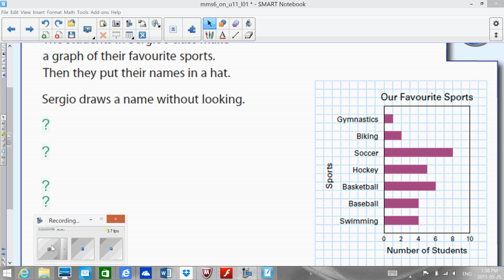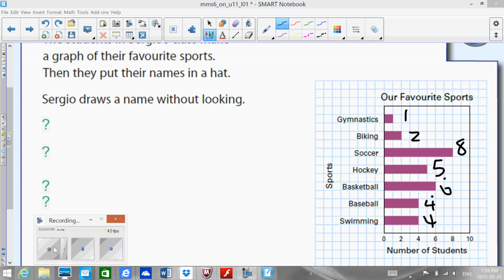Looking at the graph, we can see that the choices the class picked were between gymnastics, biking, soccer, hockey, basketball, baseball, and swimming. But not all the choices were chosen equally. If we look over here, we can see that gymnastics was just chosen by 1 child. Soccer was picked by 8 students, for example. Swimming by 4. Looking at all the results, we can see that 1 person chose gymnastics, 2 for biking, 8 for soccer, 5 for hockey, 6 for basketball, 4 for both baseball and swimming.